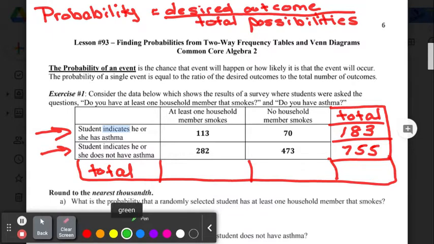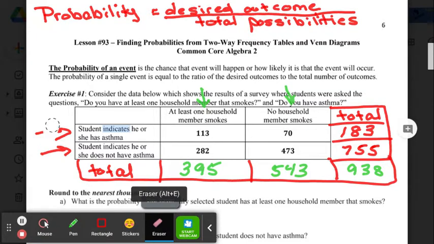Now when I add my columns, at least one household member smokes. So 113 plus 282, and you get 395. And then no household members smoke, 40 plus 473, 543. Now, either way you add this, 395 plus 543, you get 938. And then if you do 183 plus 755, you get the same thing.